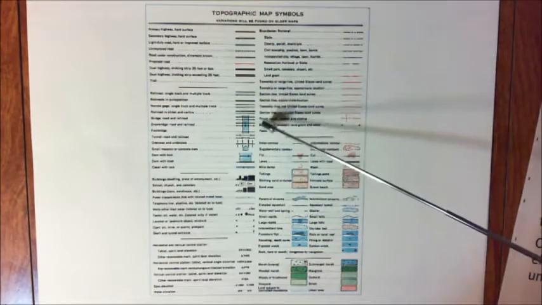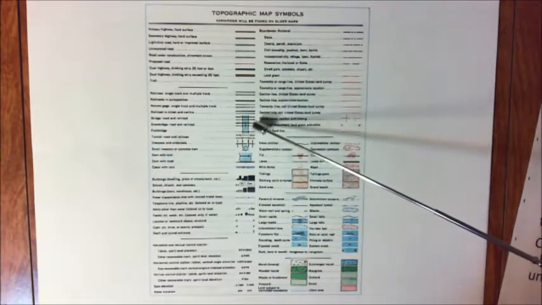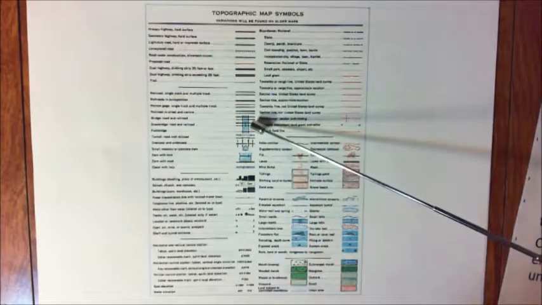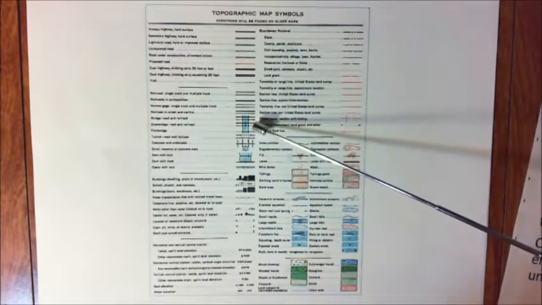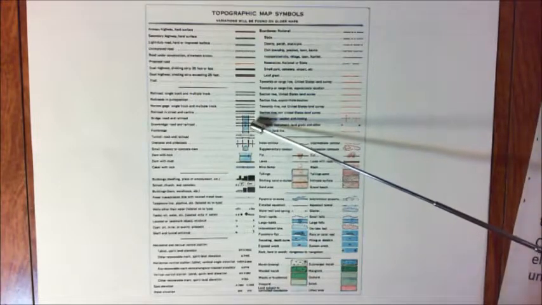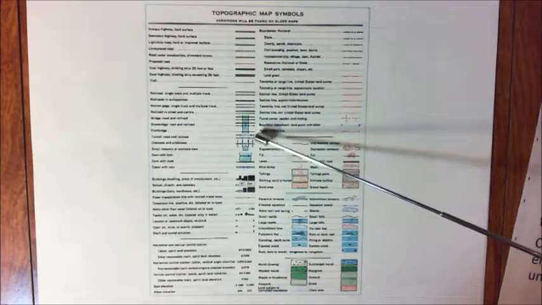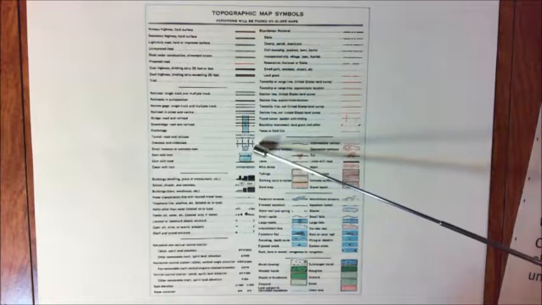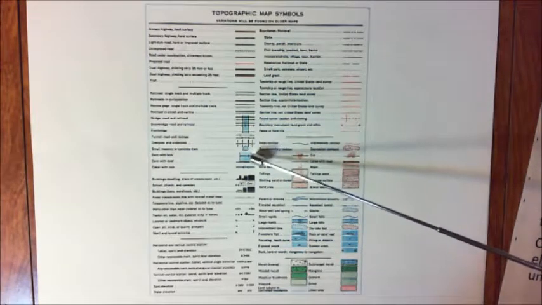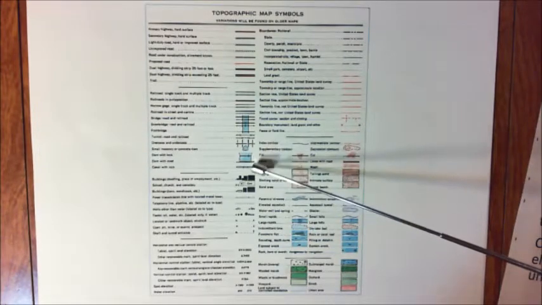Here, they have a symbol for a drawbridge. If you want to go that way, you don't know if the bridge might be up for a passing boat or a train or whatever goes under it. Here's a tunnel. A small masonry or concrete dam. A dam with a lock. A dam with a road. A canal with a lock.